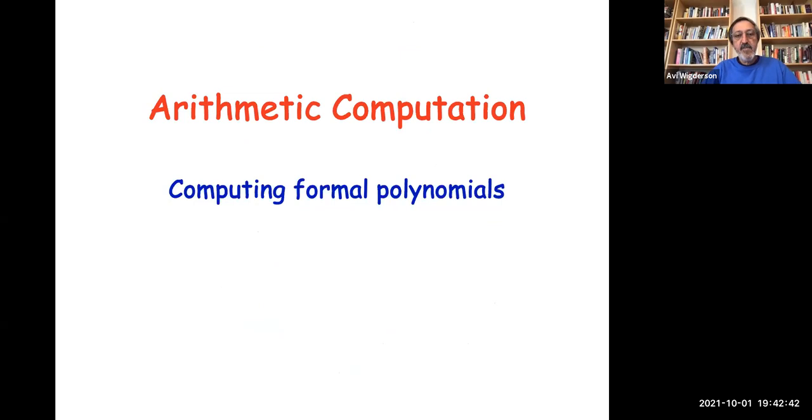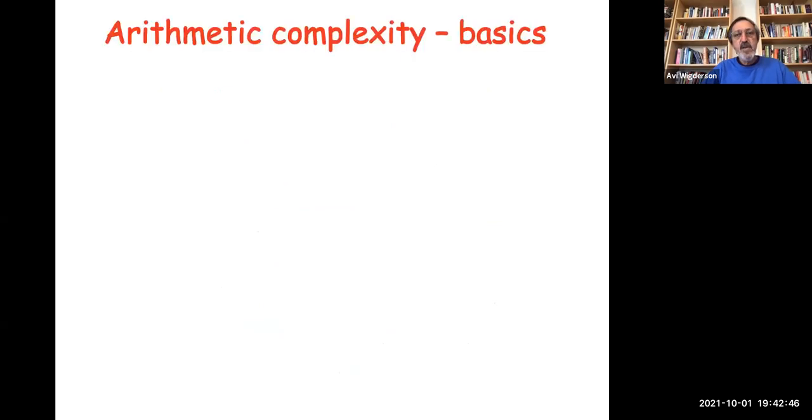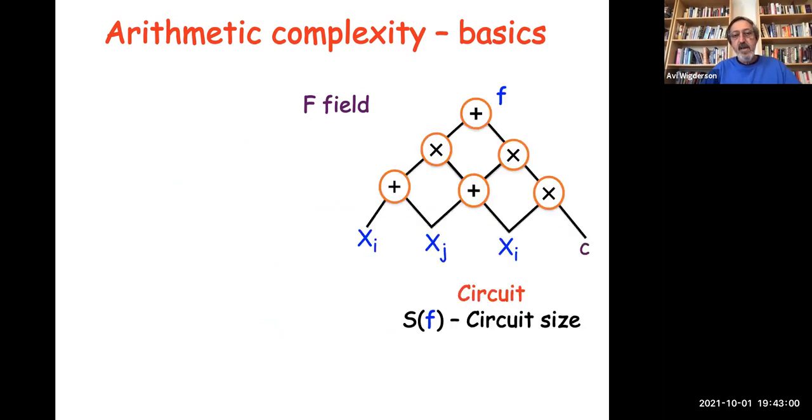Let me start from arithmetic computation. We see this picture again at the end, but anyway, just to put everybody on the same page, I'll talk about arithmetic complexity for a while, and then I'll move to Boolean complexity. In arithmetic complexity, we have natural notions of computation: circuits and formulas.